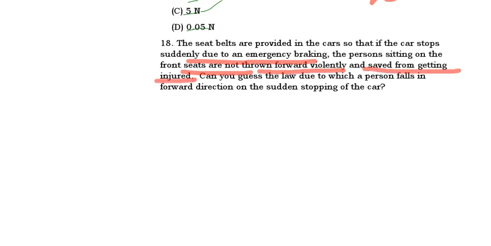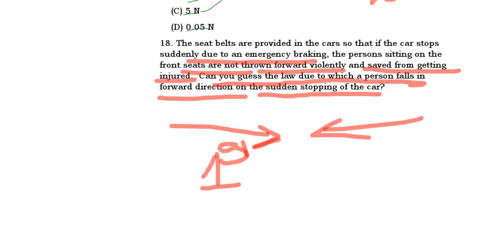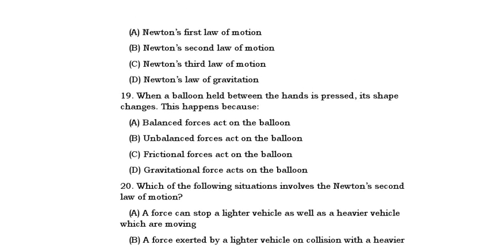Yes, we know that. Can you guess the law due to which a person falls in the forward direction on sudden stopping of the car? Which law, guys? Newton's first law, second law, third law. Seat belt, forward direction, backward direction, these forward or backward examples are all for law 1. Which law? First law. These all are examples of Newton's first law. See the options. Newton's first law, second law, third law, law of gravitation. Which one is the option? First only is the option, right? Now see that next question.